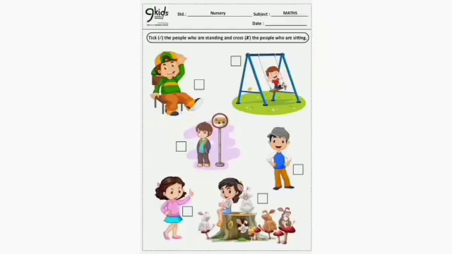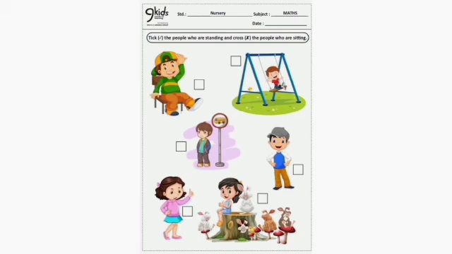So kids, have you enjoyed the game? मजा आया गेम में? Yes. Okay. Now it's time to give a practice worksheet. This is your practice worksheet. You have to tick the people who are standing and cross the people who are sitting.